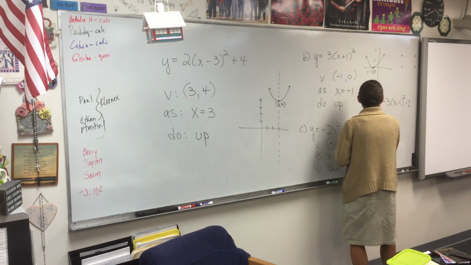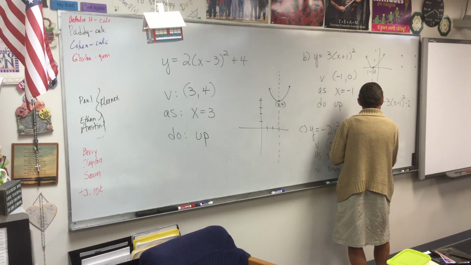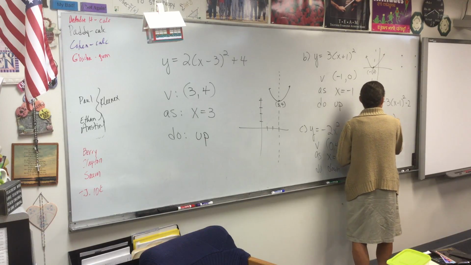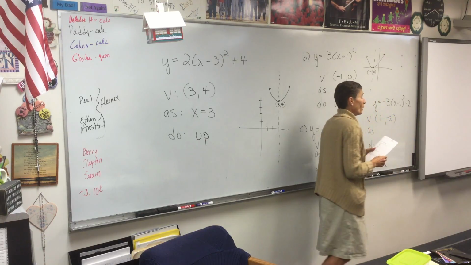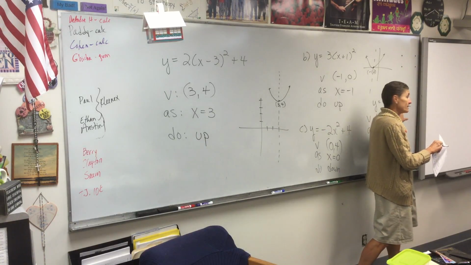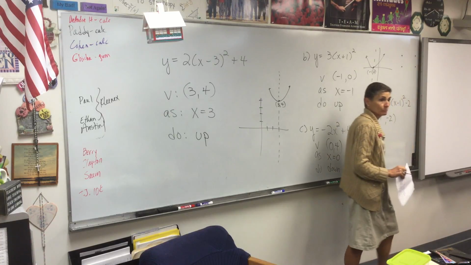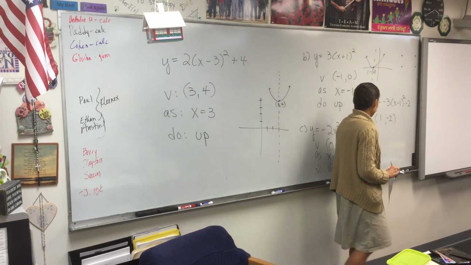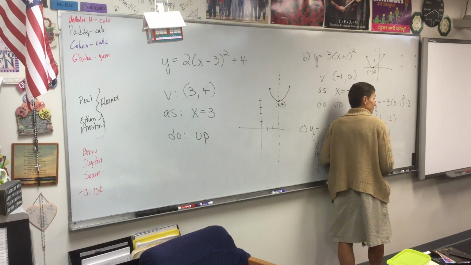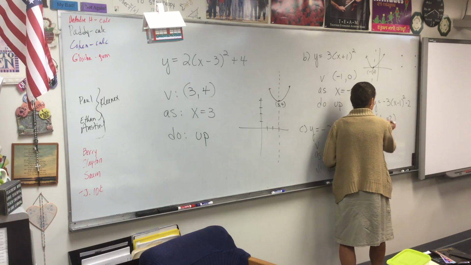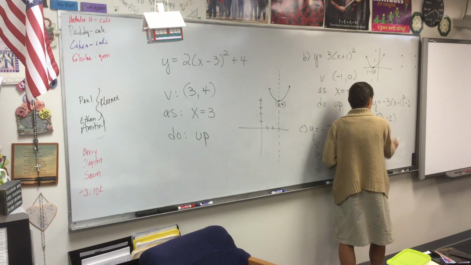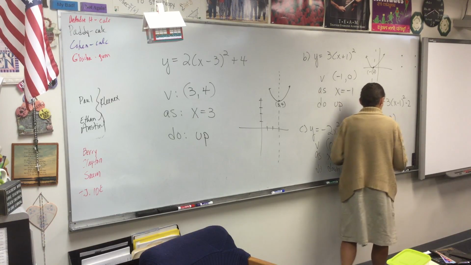I think you're getting the hang of this, or at least I hope you are. What's my vertex? 1, -2. Now, why is it 1, -2? Because this tells me to go right 1 and down 2. What's my axis then? X equals 1. Remember, it's always x equals the x number. And what's my direction of opening? Perfect.